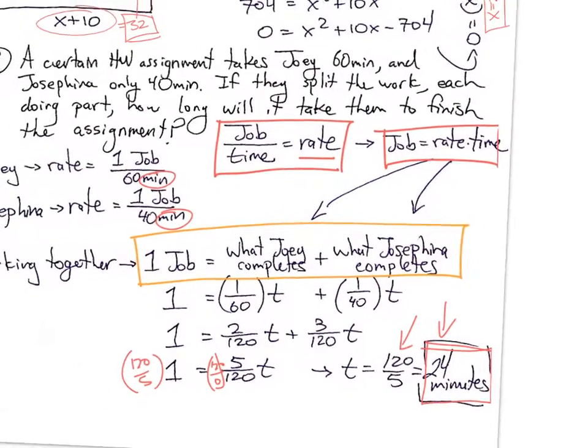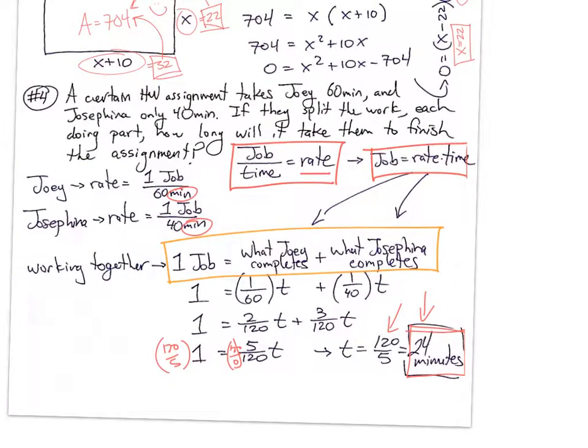If Joey takes 60 minutes to do it and Josefina takes 40 minutes, so if there were 2 Josefinas and they were working together, it would take 20 minutes, right? Because it's half the time. If there were 2 Joeys working together, it would take them 30 minutes. But because Josefina's faster, Joey's a little bit slower, it's going to be something between 20 and 30 minutes, so this 24 minutes makes perfect sense.